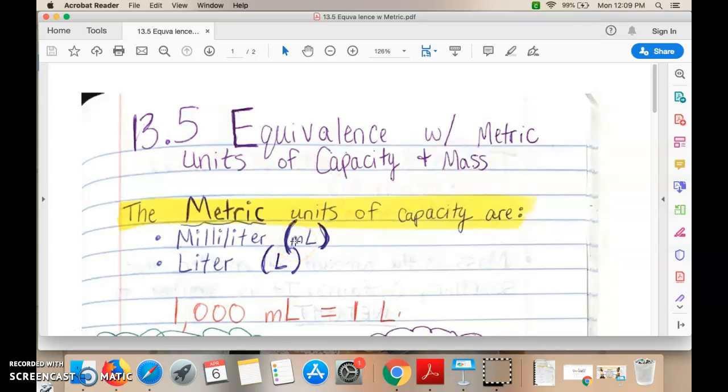Hello, fourth graders. Today in math, we're going to be continuing our measuring unit, and we're going to do 13.5, the equivalence with metric units of capacity and mass.